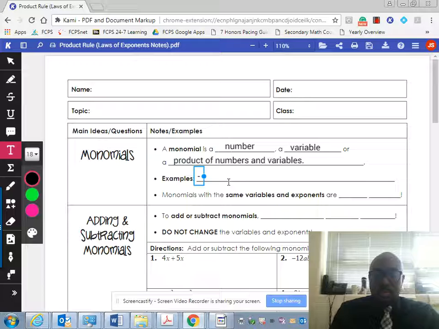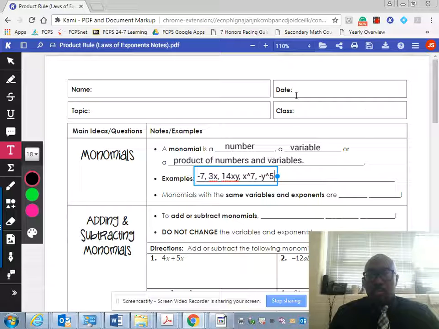So -7 is considered a monomial. 3x is considered a monomial. 14xy is considered a monomial. X to the seventh power is considered a monomial. And one more example, -y to the fifth power is also considered a monomial.